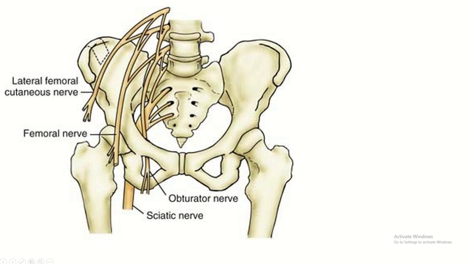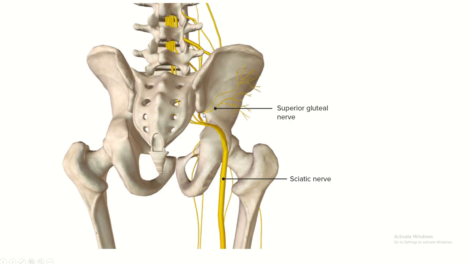And this is the sciatic nerve, which arises from the lumbosacral plexus and leaves the abdominal cavity through the greater sciatic foramen. This is the greater sciatic notch, which is converted into the foramen by the sacrotuberous and sacrospinous ligaments. There are also the superior gluteal nerve and the inferior gluteal nerve.